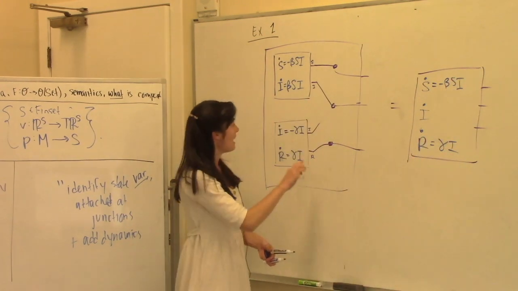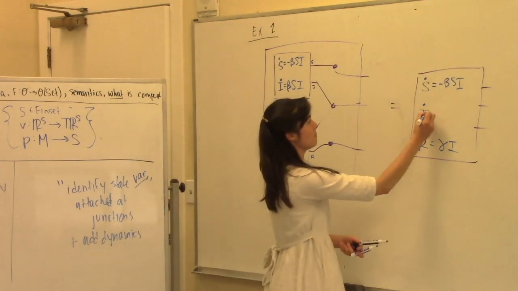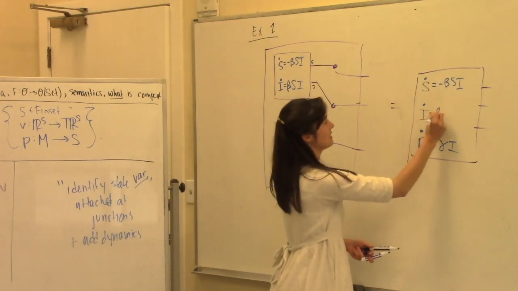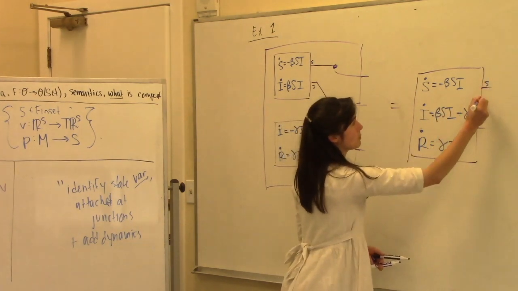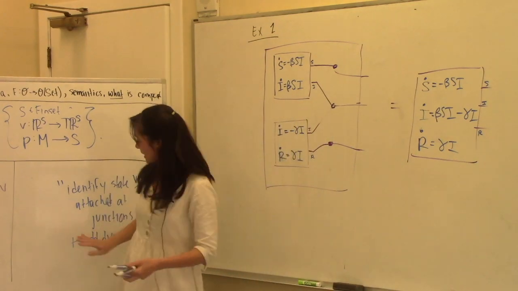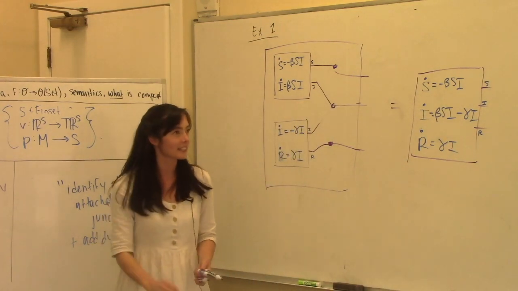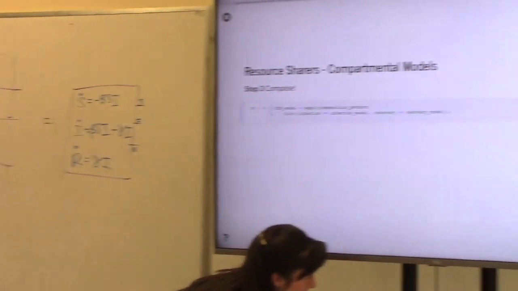And then the I, the rule is add the dynamics. So for the I dot, I'm going to have beta S I minus gamma I. And again, I'm outputting these things on the wires. So now that sort of makes sense of what we mean by this. OK, how does it look in algebraic dynamics?